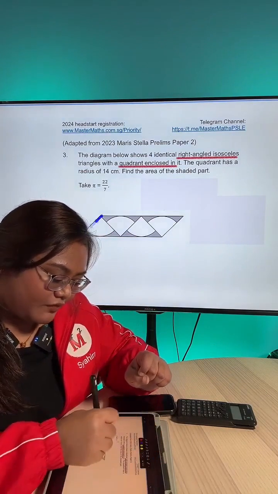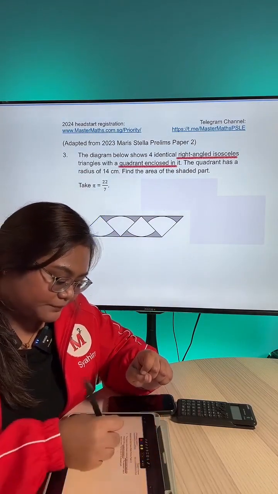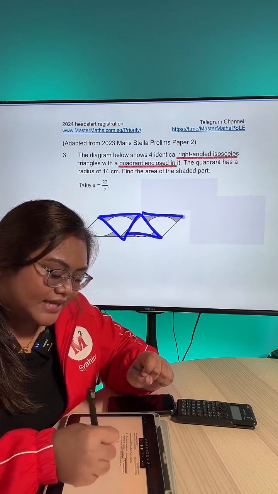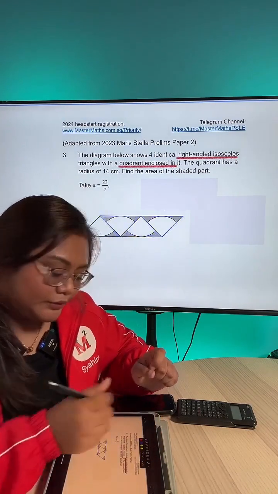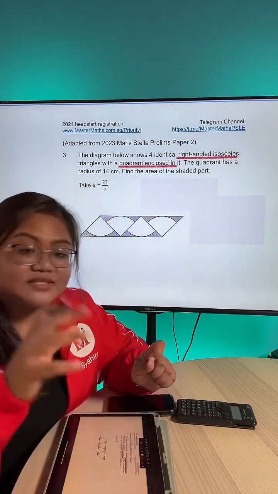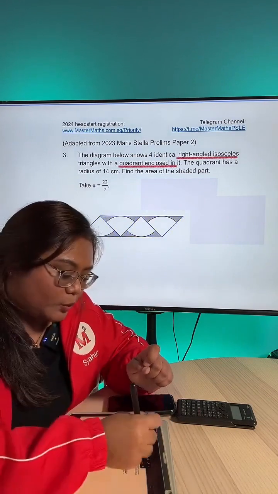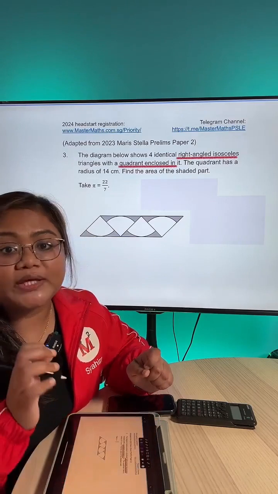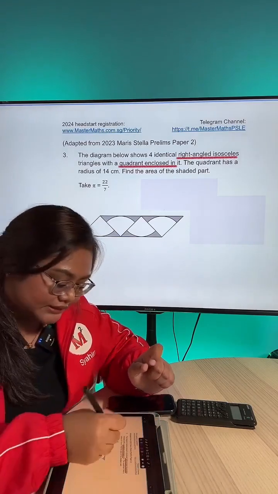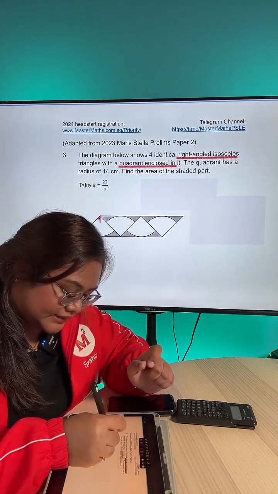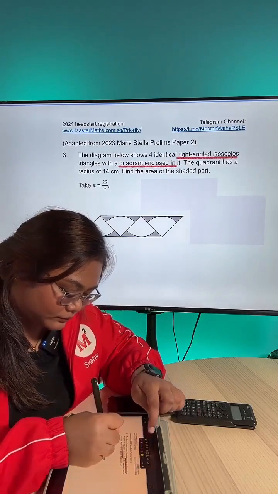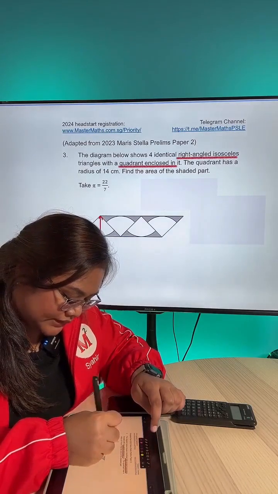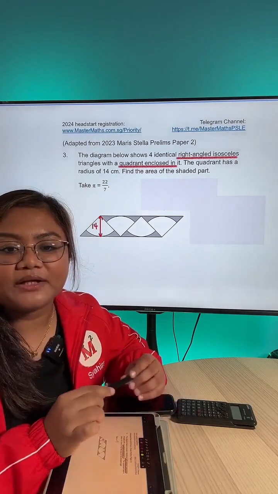We are given 4 right-angled triangles and they are isosceles, and we also know that inside is our quadrant with a radius of 14 cm. So what I'm going to do straight away is to fill in our radius. We know that this is the radius. This is our 14 cm. Okay?